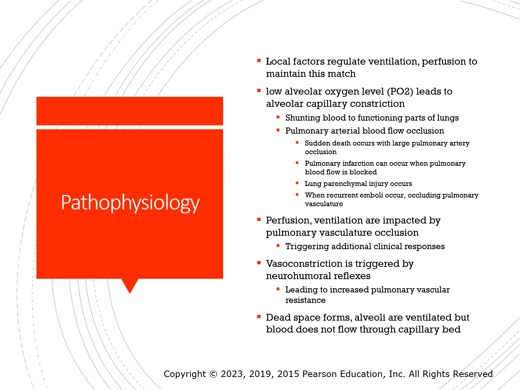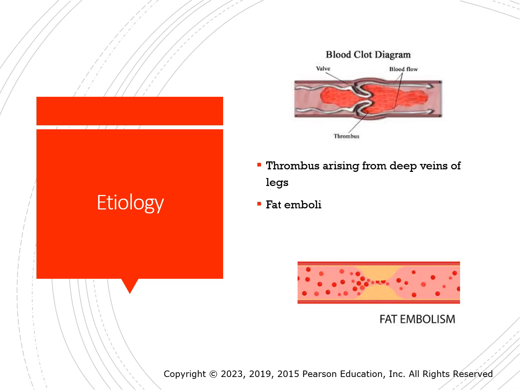Dead space forms where alveoli are ventilated, but blood does not flow through the capillaries. Atelectasis, which is lung collapse, risk increases as surfactant levels decrease. So it causes a lot of problems.